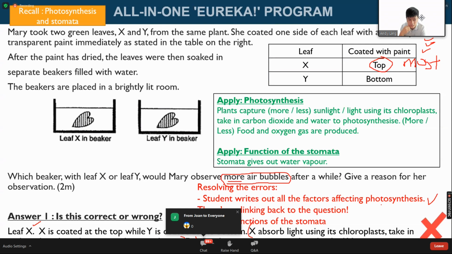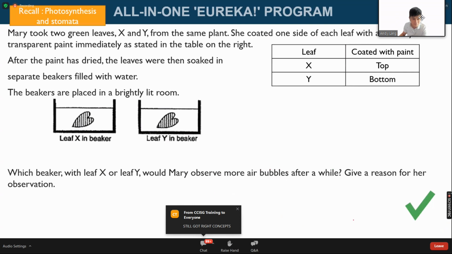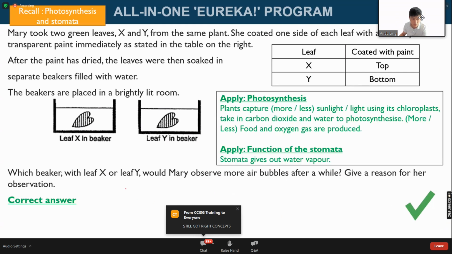Sad, huh? So parents, take note, applying concept, linking back, extremely important. Answering technique: don't lose your child's marks just because they don't know how to link back to the question. Okay, and that's exactly what we do for our students. Very, very important. Okay, so let me share with you the correct answer.